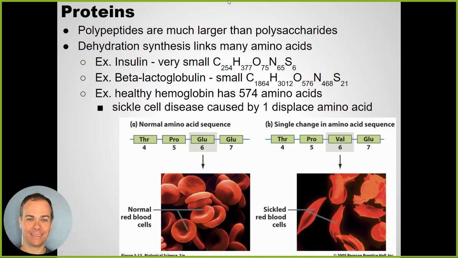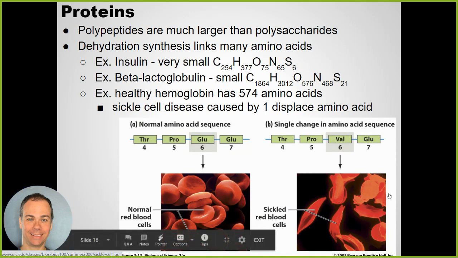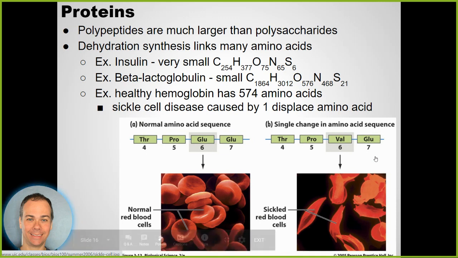And hemoglobin is 574 amino acids linked together. If one of them, okay, this amino acid here, gets changed into a different amino acid, that leads to a disease called sickle cell disease. Okay, it's a mutation that some people happen to be born with.